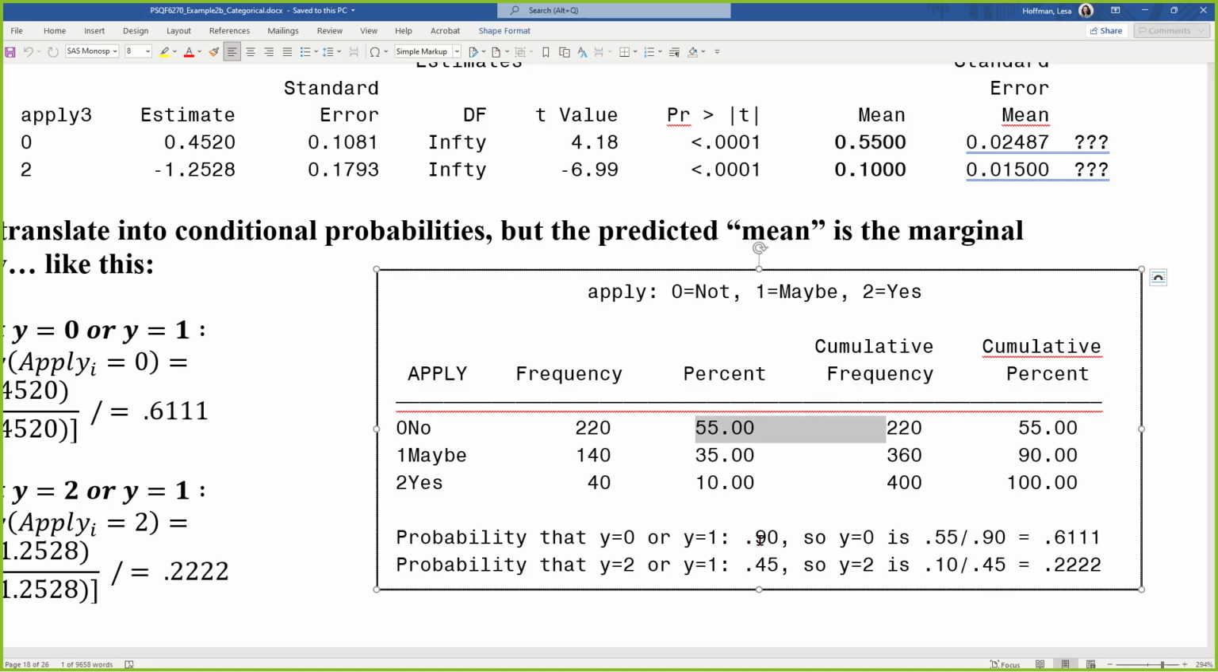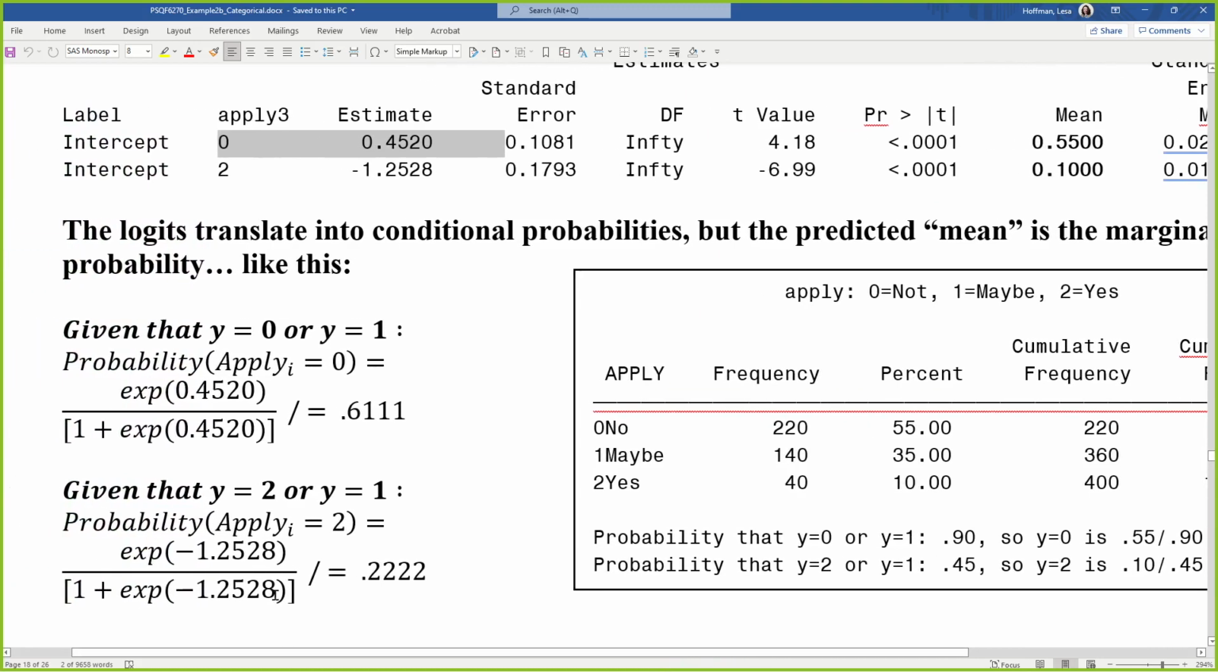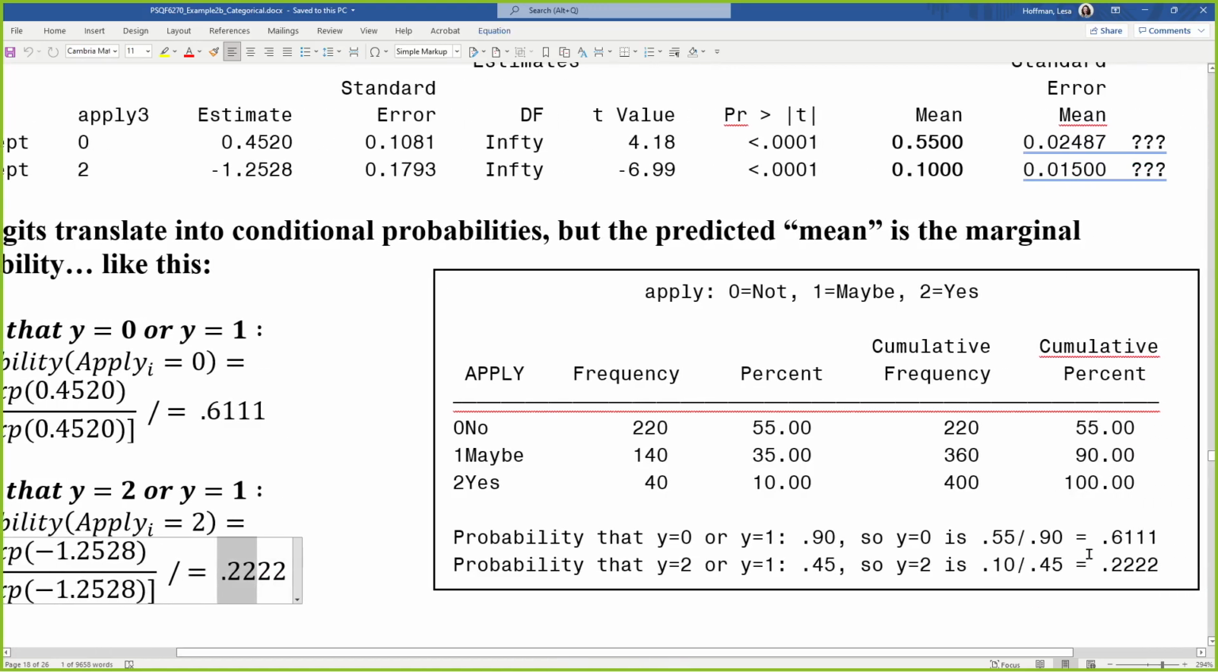So these numbers here do not match because they're trying to help you get back to your original question, which is, what is the probability of answering 0? It's 0.55. But the roundabout way we get there is through a series of conditional probabilities. Likewise, given that somebody answered 2 or 1, the logit of answering 2 instead of 1 translates into a probability of 0.22, because that's what a proportion of 0.1 over 0.1 plus 0.35 is.